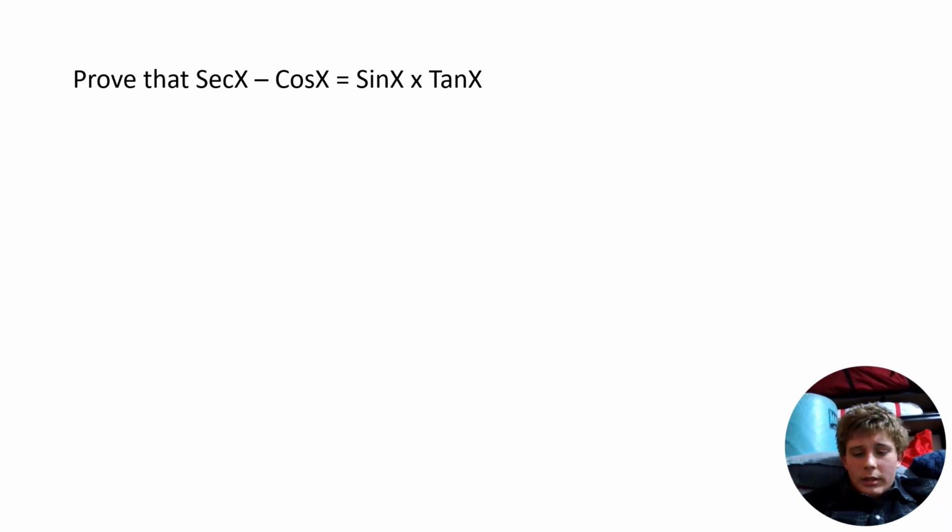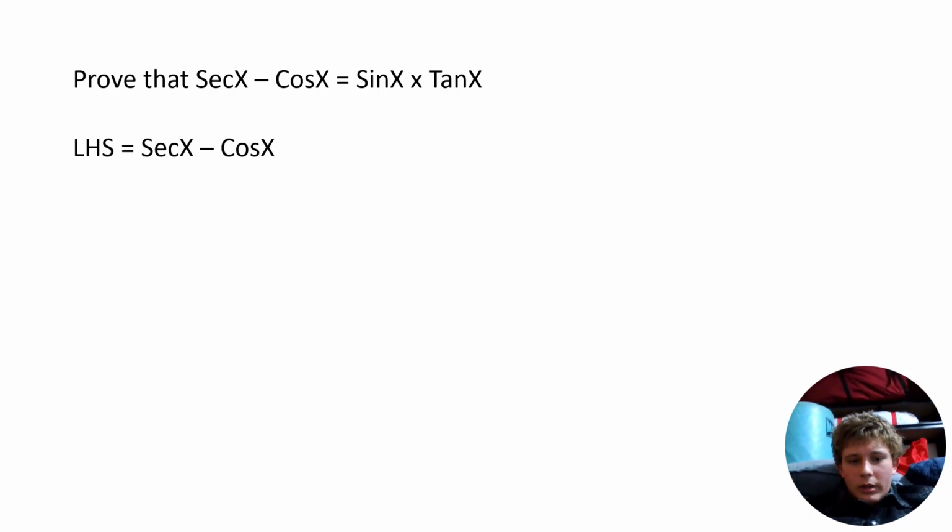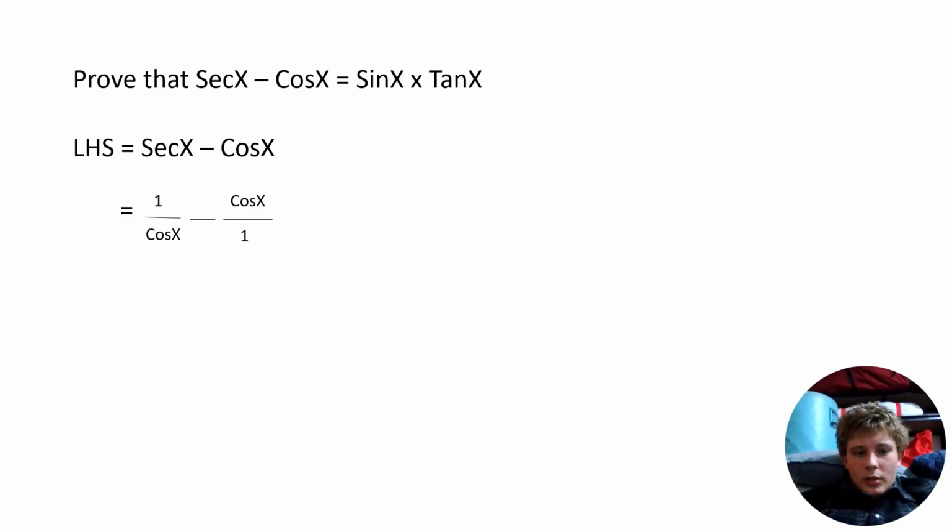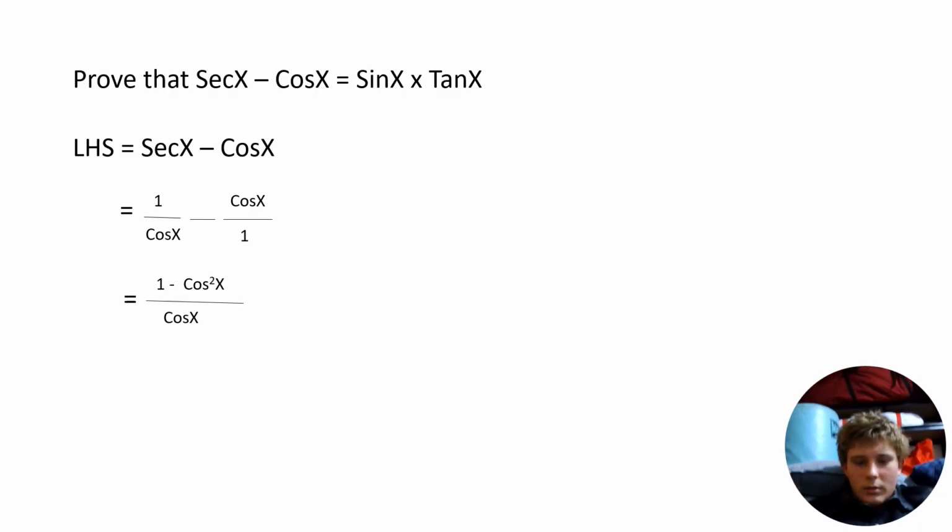Alright, so now this is a 2020 HSC question, so it's very important to know how to do. Prove that sec x minus cos x equals sine x times tan x. We'll start with our left-hand side. We're going to turn sec x, which is the reciprocal of cos x, into 1 on cos x, because that's what it is, and minus cos x over 1.